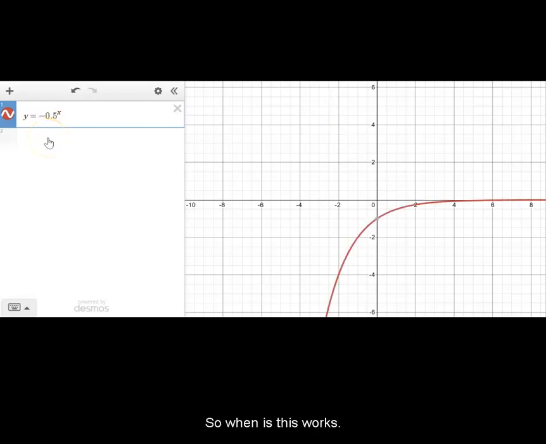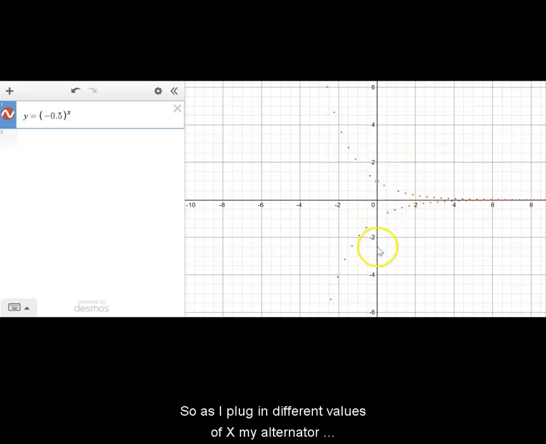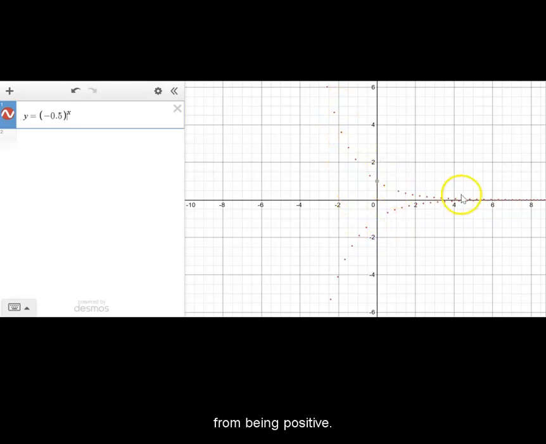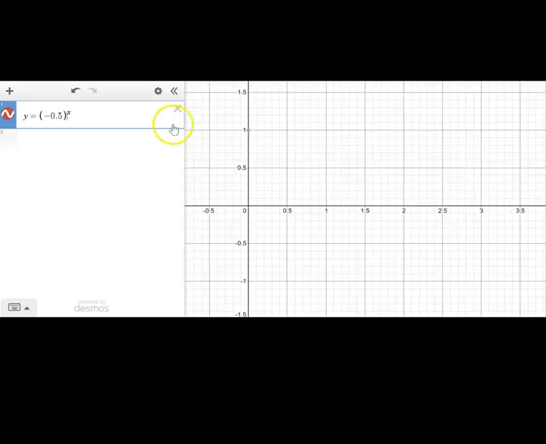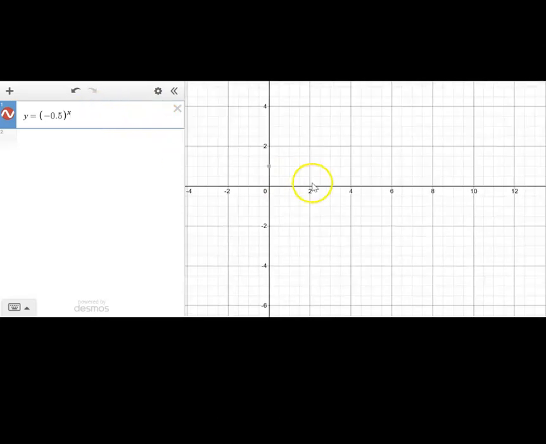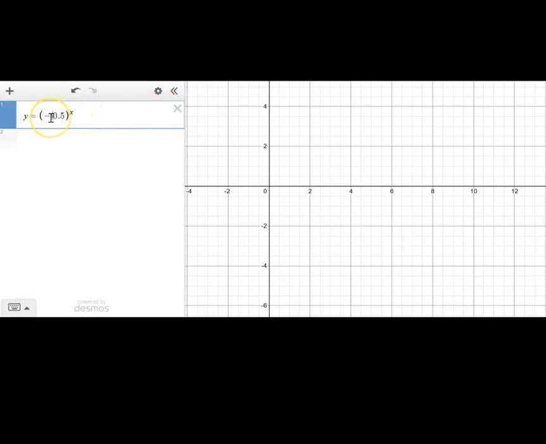So let's say we have a decreasing function and we change the base to negative. The way that this works is now you can see it's a bunch of dots. As I plug in different values of x, I alternate from being positive to being negative, right? Positive, negative, positive, negative. And the more I zoom in, you see Desmos is having a lot of problems trying to graph this function for us.